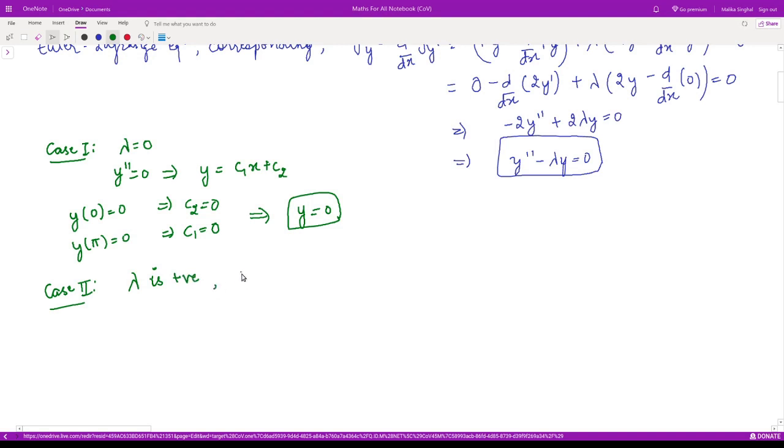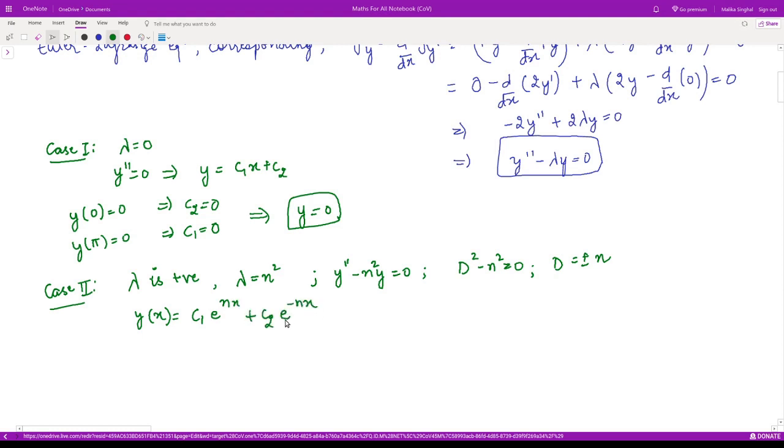So that means I can take lambda is equal to some n square, right? So in this case, our equation becomes y double dash minus n square y is equal to 0. So let us solve this, write the corresponding auxiliary equation. So I have D is equal to plus minus n. So this gives me y of x is equal to c1 e to the power nx plus c2 e to the power minus nx, right?